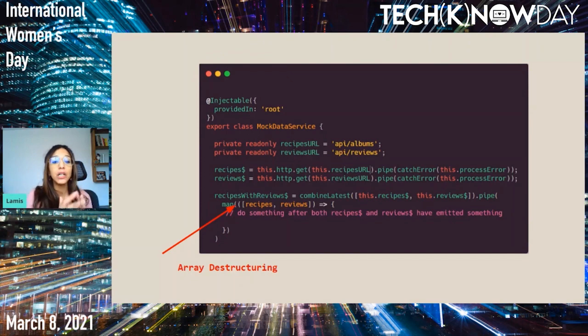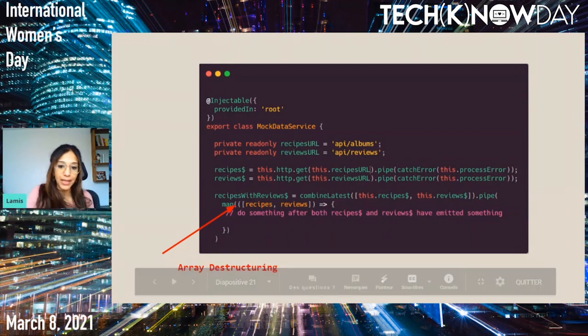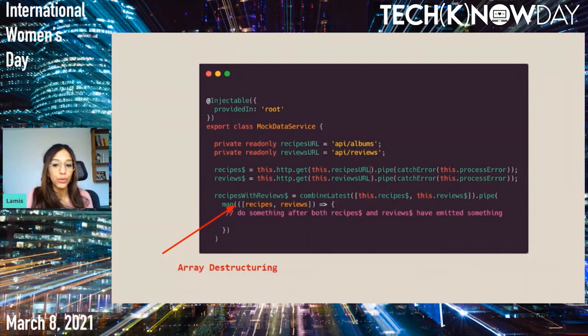So I want just to have the most recent review in my UI, and the exact number of reviews. Here, I have two streams, the stream of recipes and the stream of reviews, and I will use combineLatest to combine each time the last values of those two. In order to do something after both recipes and reviews have emitted, I just use the array destructuring technique. So I will get the list of recipes and reviews, and I can do the treatment I want to perform here. And this is very useful.